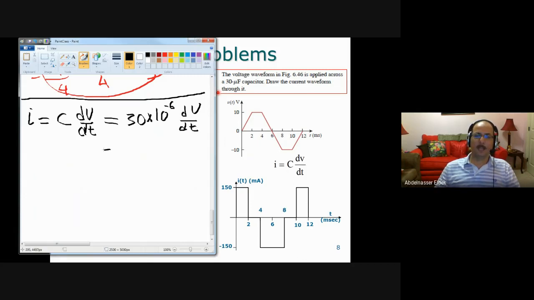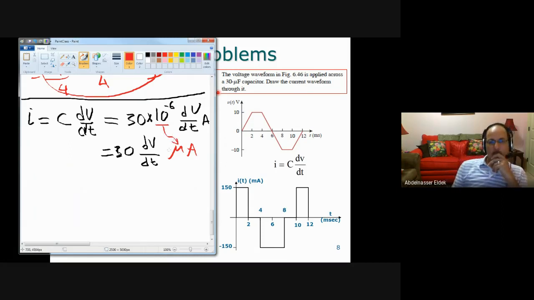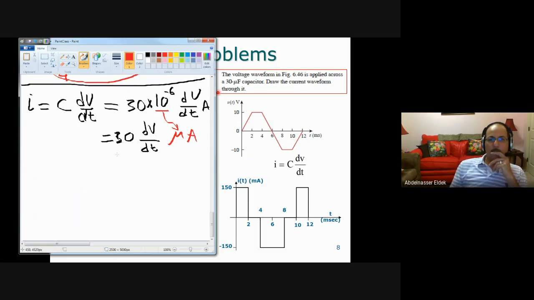Then actually we can say that this is in ampere, for example. Of course, this is a current. Then you can say, okay, this one is 30. You can just say 30 times dV by dt microampere, because you have 10 to the power of negative 6. So this 10 to the power of negative 6 is micro. Then now we are ready to look at this curve.